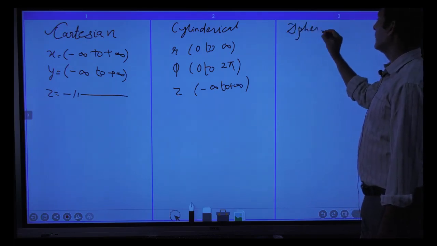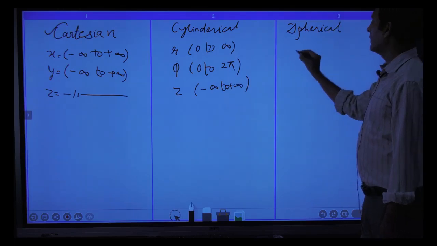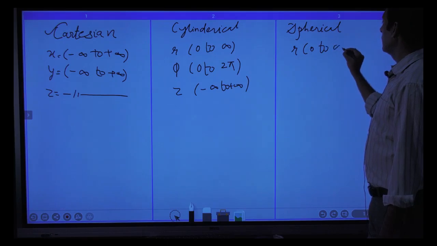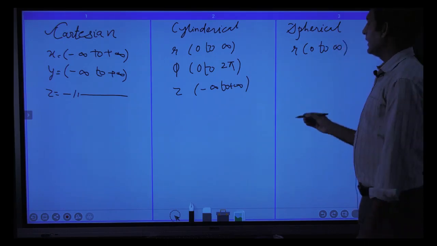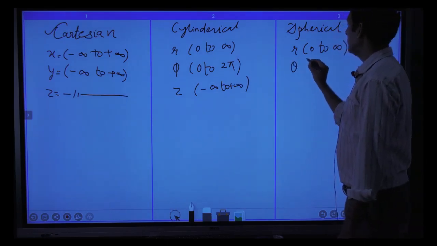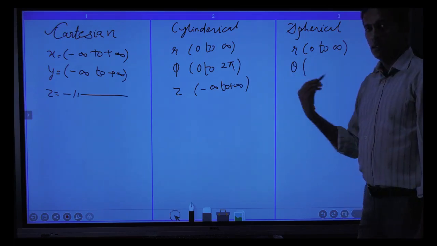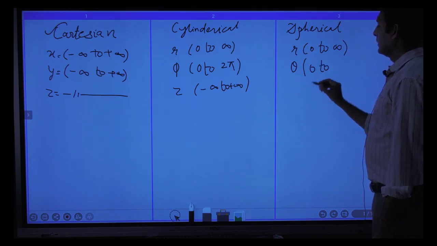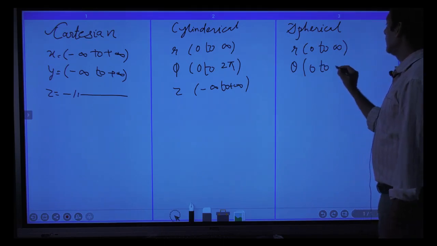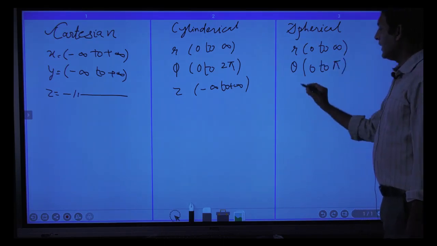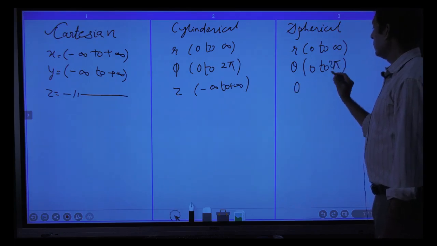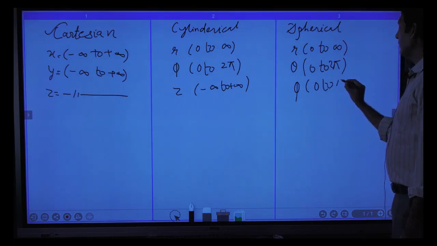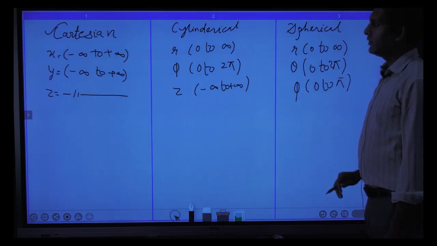For the spherical coordinate system, first one is radius r. The limits are from 0 to infinity. Second, the angle θ, which is 0 to π, and third one is φ, which is 0 to 2π. So these are the limits for the three.